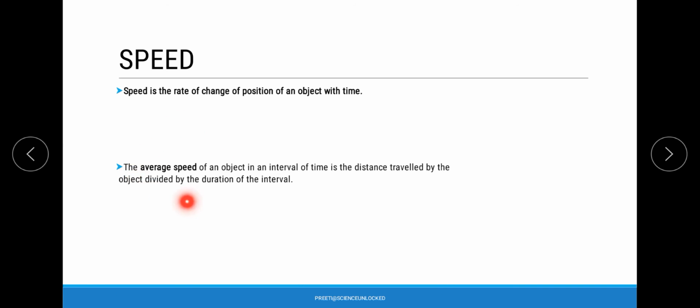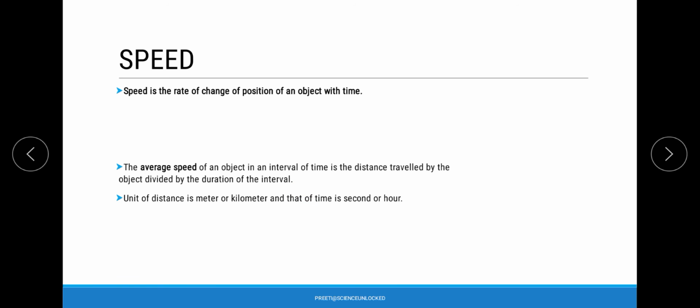Whenever we talk about the speed of an object for a longer duration of time, we find the average speed of the object, where we consider the total distance traveled by the object and the total duration of the interval taken by the object.